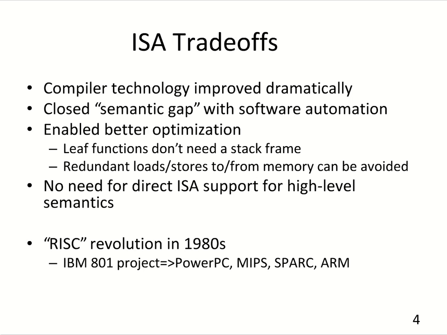A similar kind of optimization can be performed on redundant loads and stores to and from memory. If, for example, in your program you repeatedly access a particular variable in memory with a complex instruction set, you'll typically actually go to memory for each of those accesses. If you're accessing the variable i over and over and over again in some loop body, for example.